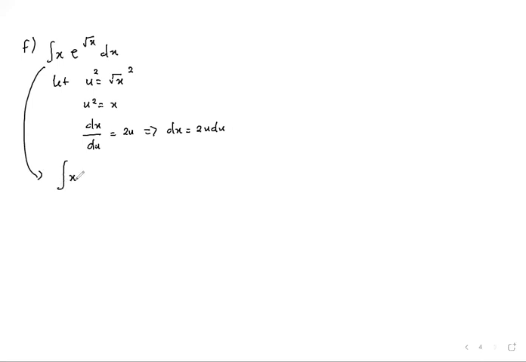So this integral x e to the power root x dx is equal to the integral where there is x, we are putting u squared. And then e where there is root x, we are putting u. And then where there is dx, we are putting 2u du. So the whole thing becomes 2 outside, u power 3 e^u du. Then we start doing by parts.